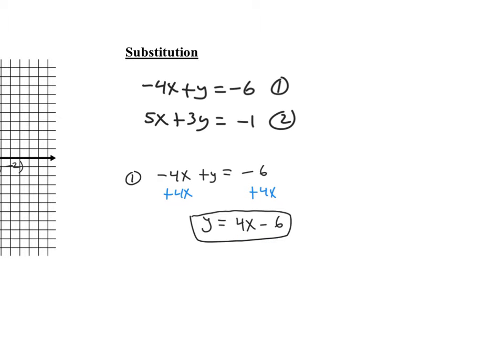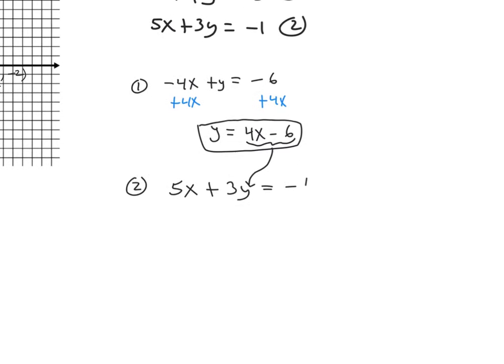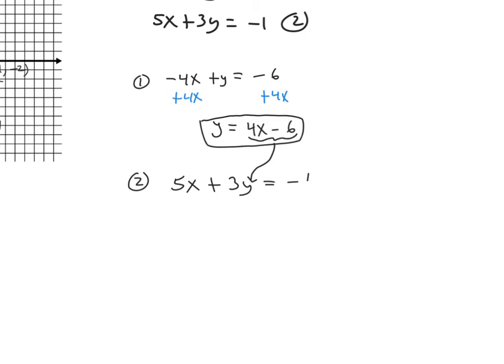What I'm going to do is take what y equals, the 4x minus 6, and substitute that into the y value in equation number 2. I'm going to take what y equals, meaning this part right here, and substitute it right in there. Okay? So my goal is to have one equation with only one type of variable. That way I can solve for that variable.